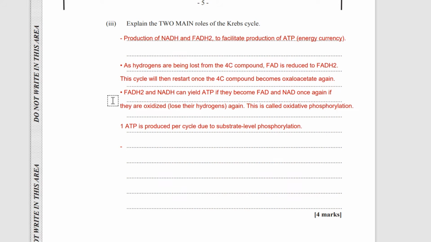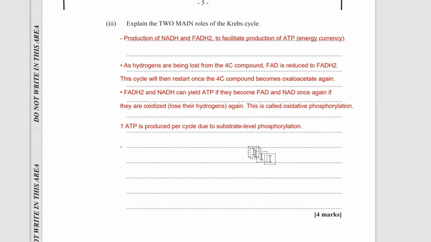Feel free to read it, but one thing that's notable here is that this is a cycle. So the Krebs cycle of course enables the restarting of that cycle. When it becomes this 4 carbon compound oxaloacetate, remember, it will add on the 2 carbon compound from before, from the pyruvate, to become citrate again. So it uses its products to restart the cycle.